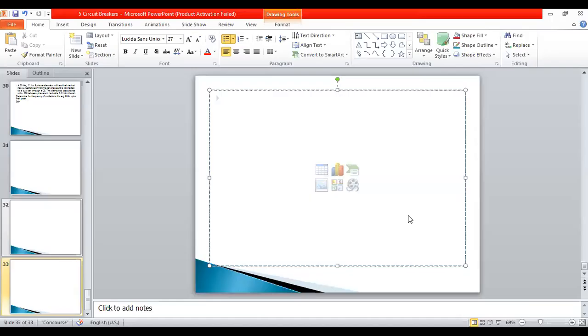Just a minute. Screen sharing. Okay, now the screen is visible. Hello, is the screen visible now?